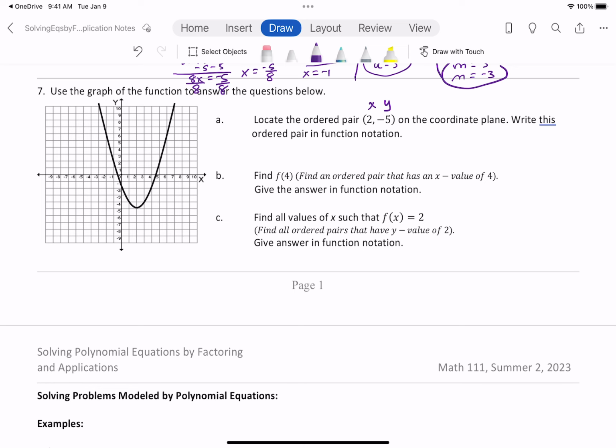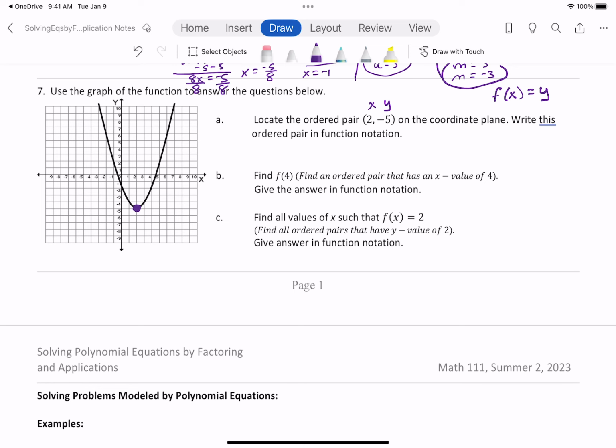So that means we want to go from the origin 2 to the right and down 5. So this is that point on the coordinate system. And it's asking us to write this ordered pair in function notation. So if you recall, function notation looks like this: f(x) = y.